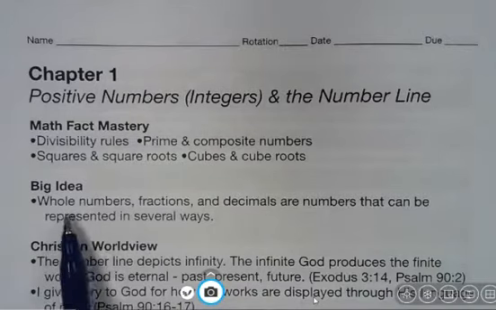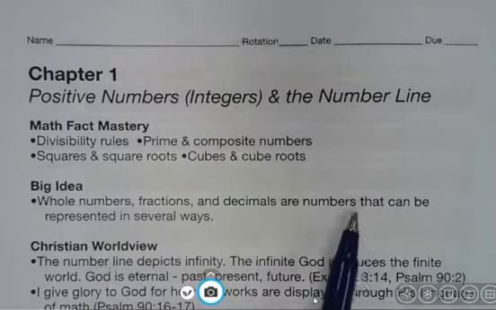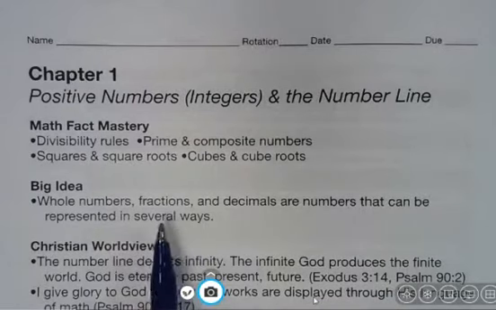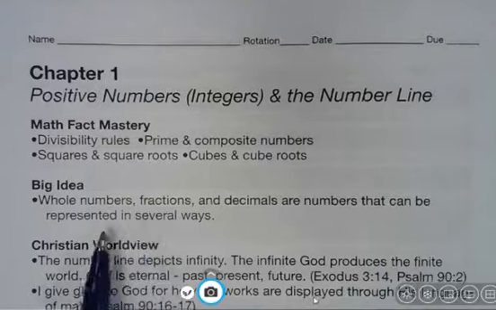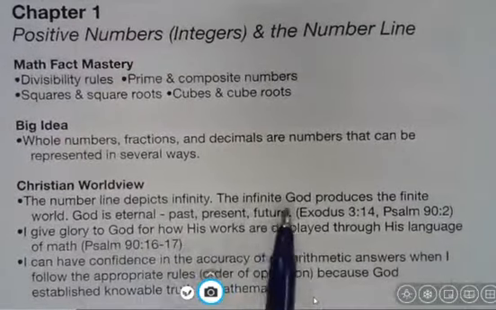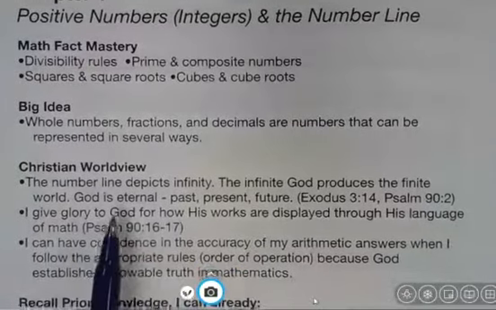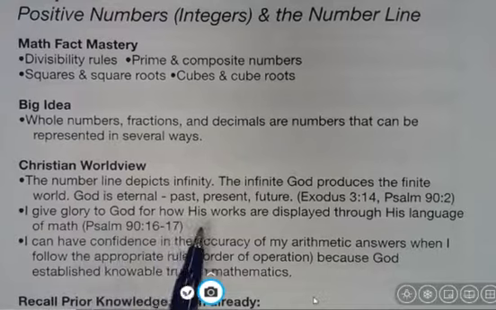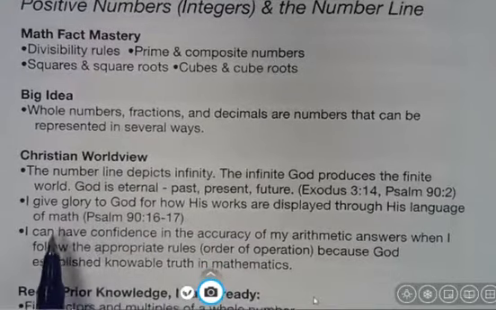The big idea is whole numbers, fractions, and decimals are numbers that can be represented in several ways, and we're going to look at the order that we see in God's world. So the number line is infinity. The infinite God produces the finite world. God is eternal, past, present, and future. We can give glory to God for how his works are displayed through his language of math.